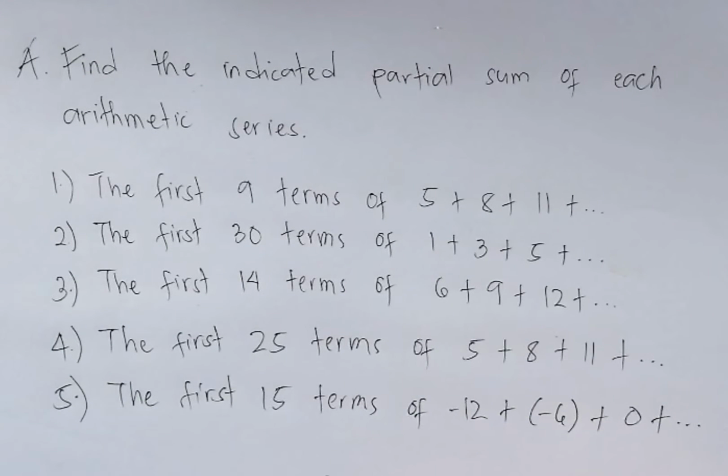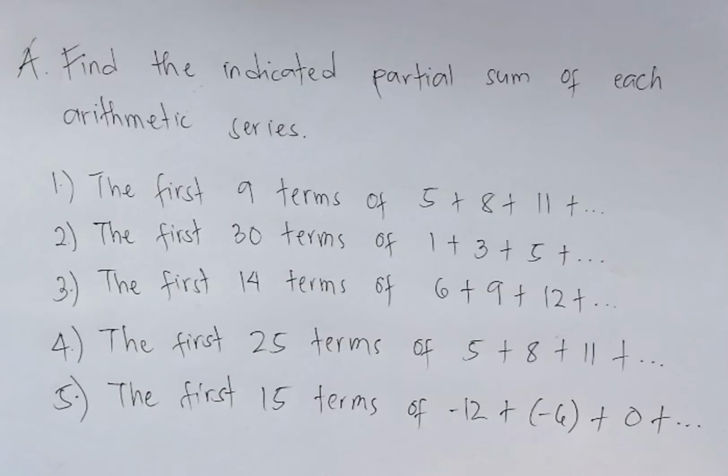Find the indicated partial sum of each arithmetic series. Number 1, the first 9 terms of 5 plus 8 plus 11 plus dot dot dot. Number 2, the first 30 terms of 1 plus 3 plus 5 plus dot dot. Number 3, the first 14 terms of 6 plus 9 plus 12.